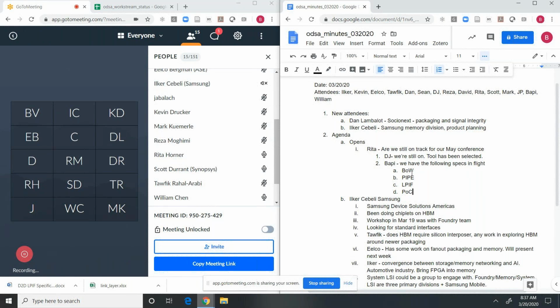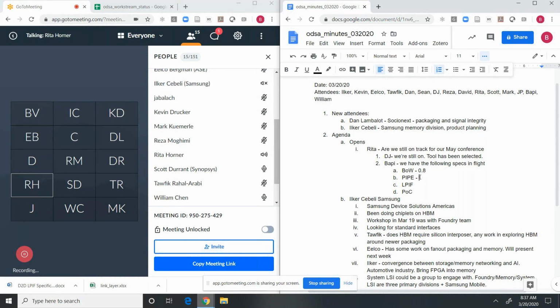And Rita, you prompted a good trigger. I was going to say, we have a bunch of documents in flight, and we think that all of these should reach some shareable stage. I think for the bow, Mark is back on. So I'm thinking 0.8 spec is what we're aiming for.